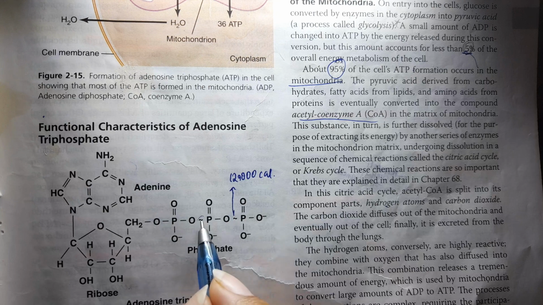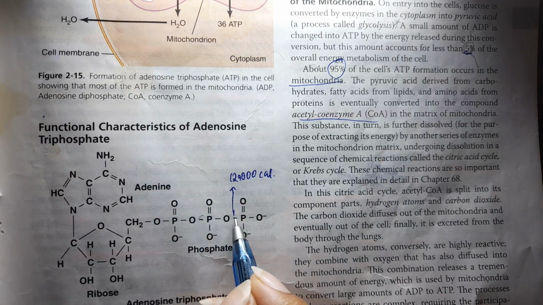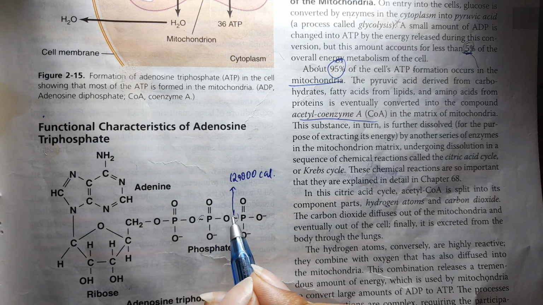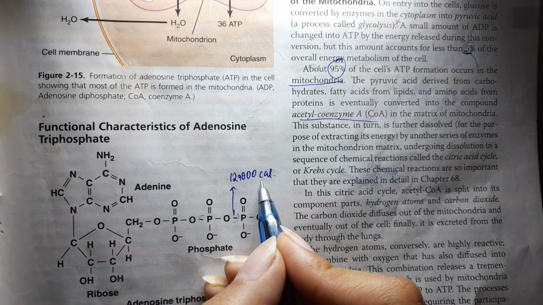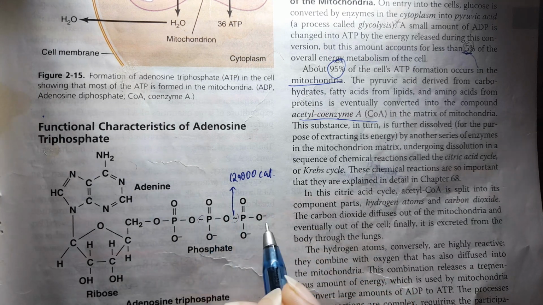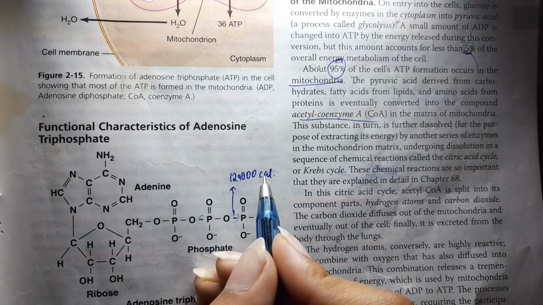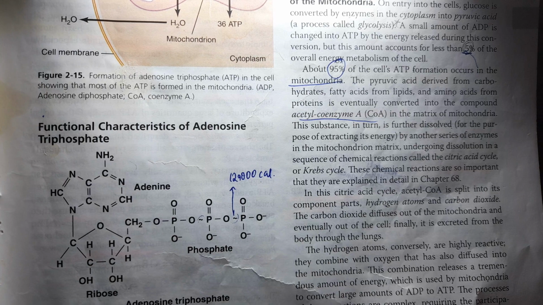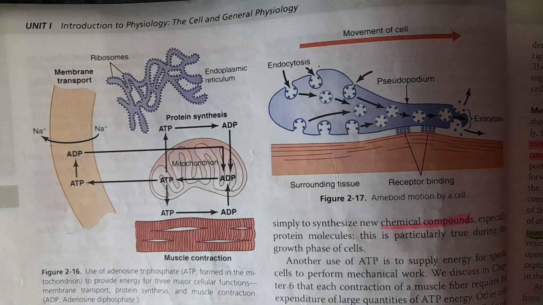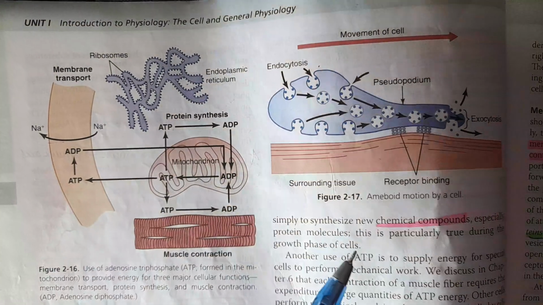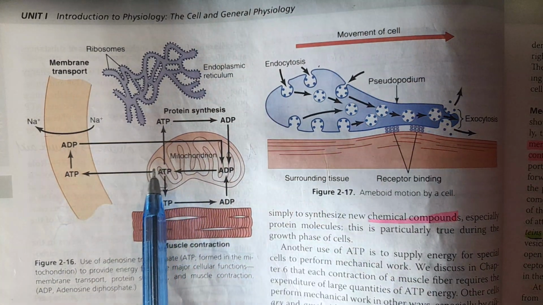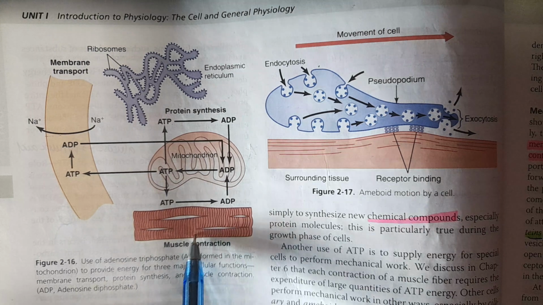Now this slightly deviated line shows a high energy bond, and whenever this bond is broken down, it releases 12,000 calories of energy. For the formation of this bond, we also require 12,000 calories of energy, which comes from foodstuff, that is, via glucose, amino acids, and fatty acids. Now, this ATP, which is produced inside the cell, is involved in a lot of functions. Firstly, it is involved in muscle contraction.